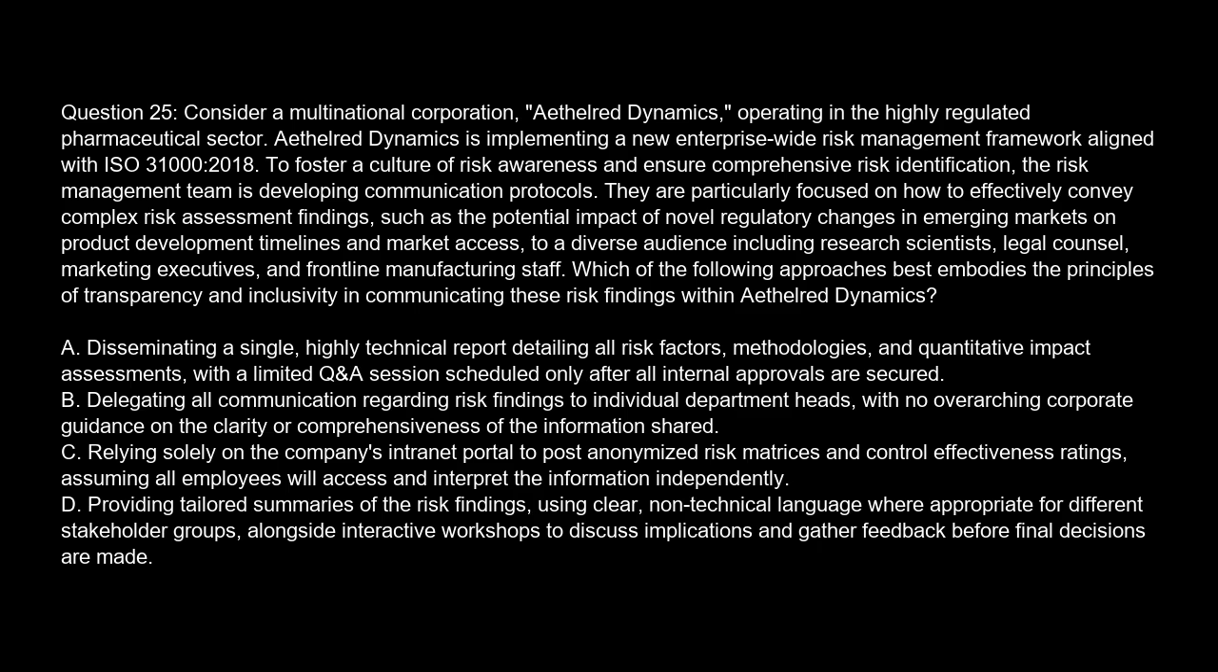Option B. Delegating all communication regarding risk findings to individual department heads, with no overarching corporate guidance on the clarity or comprehensiveness of the information shared. Option C. Relying solely on the company's intranet portal to post anonymized risk matrices and control effectiveness ratings, assuming all employees will access and interpret the information independently. Option D. Providing tailored summaries of the risk findings, using clear, non-technical language where appropriate for different stakeholder groups, alongside interactive workshops to discuss implications and gather feedback before final decisions are made.